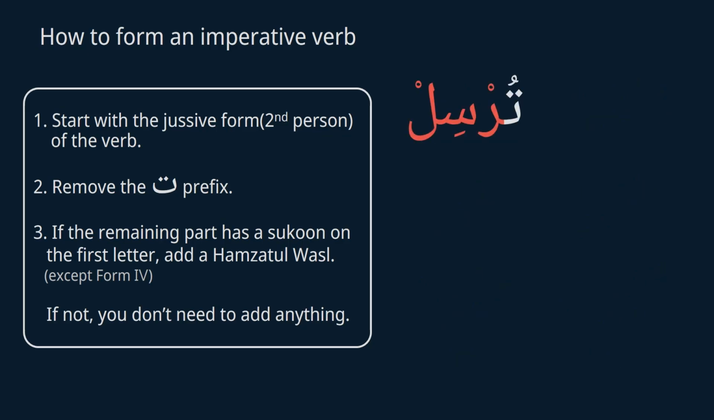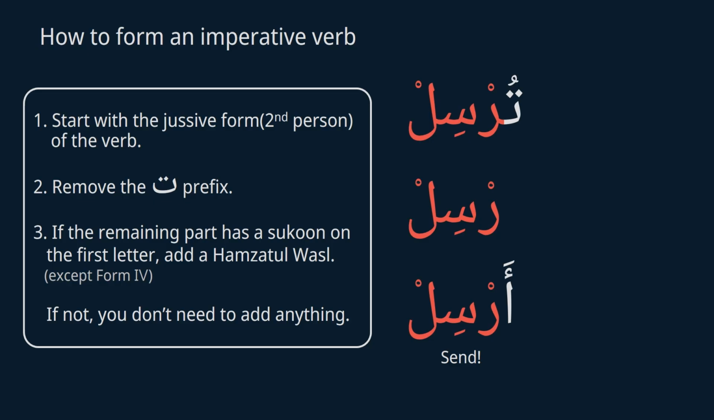This is a 2ms jussive verb of the form 4 verb arsala, meaning to send. Now let's remove the prefix. Does it have a sukun? Yes. So you might think we have to add a hamzatu wasl. But in the case of form 4, we add an alif hamza with a fatha, and it becomes arsilu and not irsilu. So remember that form 4 is an exception.